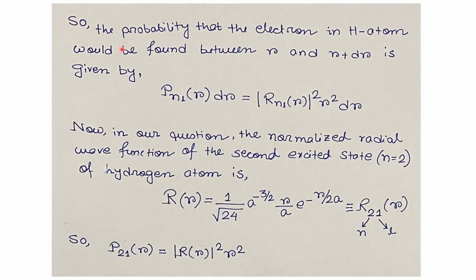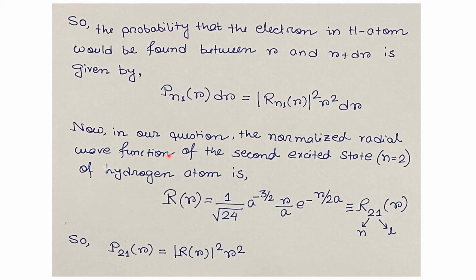The probability that the electron in the hydrogen atom would be found between the radial distance r and r plus dr is given by the probability density function, that is Pnl as a function of r times dr, equals the mod of Rnl square, that is the radial part of the wave function, times r square times dr.